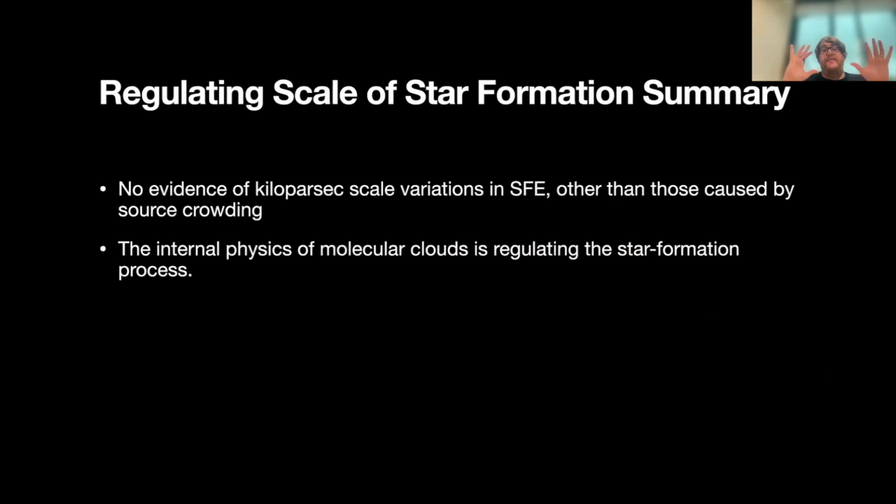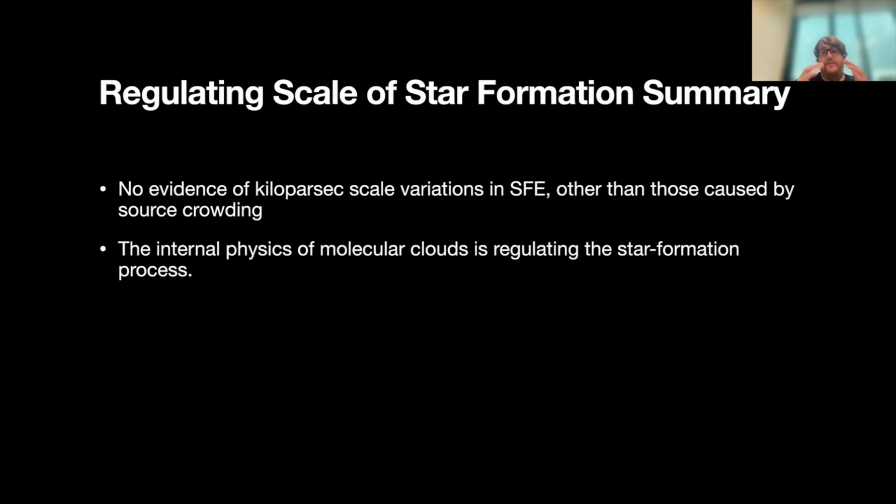So it kind of hints at these two conclusions. I can argue about the first one. There's no kiloparsec scale variations in SFE, so there's nothing happening. The spiral arms aren't triggering star formation. Now, we could argue that because they're allowing molecular gas to compile a bit more in these regions, you're going to get more star formation efficiency, but that's a very chicken and egg circular argument. But the efficiency is the same, so there's no large scale variations. It's just those caused by source crowding.